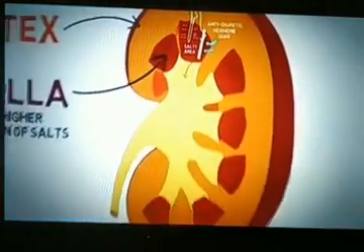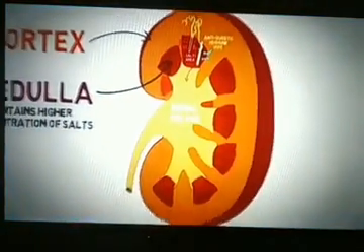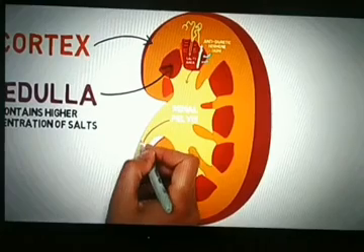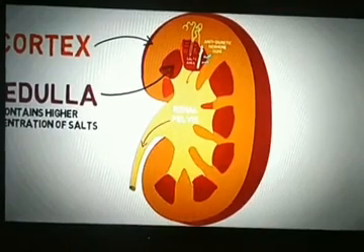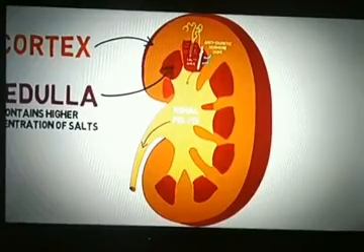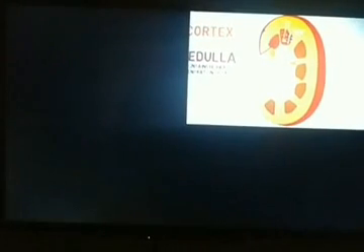Now this urine is drained into the renal pelvis, and the renal pelvis is in turn connected with the ureters, and then the ureters are connected with the urinary bladder, and the urinary bladder with the urethra, and like this the urine is excreted out.